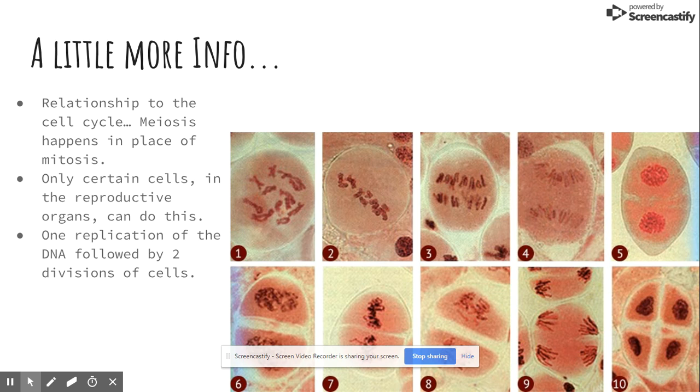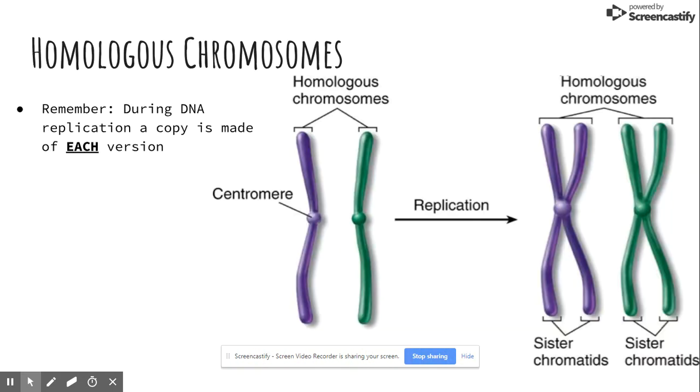We're only going to replicate our DNA one time. We still only have one S phase. Even though we're dividing the cell twice so that we end up with 4 cells at the end, we only replicate our DNA one time. And what we're going to be dividing is homologous chromosomes.